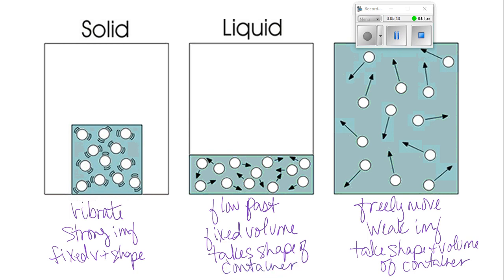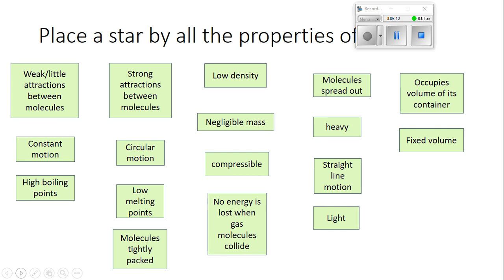All right, and then there's one more thing that I want to add here. This gas is compressible. Sorry, I got to write it over here. Compressible means that I can change the volume of this. This is my only one that I can actually change the volume of. Because it takes the shape and the volume of the container, we can say it's compressible, which means I could actually push on it and make it fit into a smaller space. You can't do that with a solid or a liquid. Place a star by all the properties of a gas. So go ahead and do that.